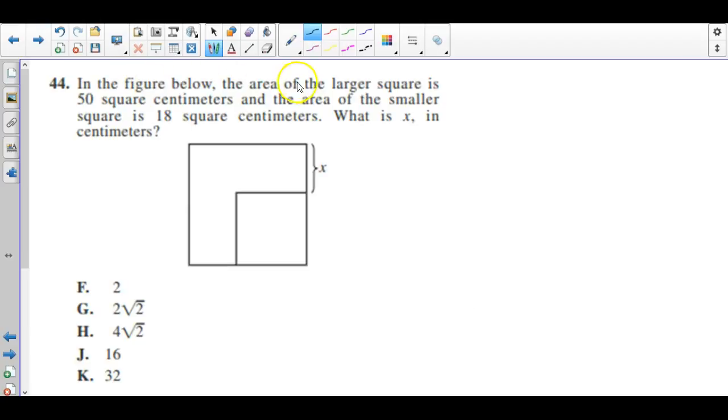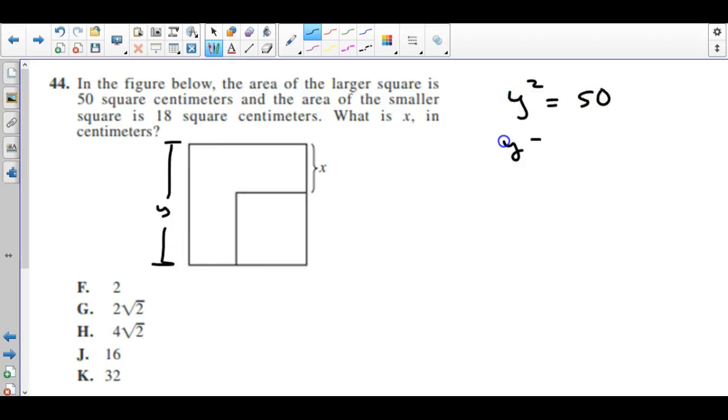Alright, in the figure below, the area of the larger rectangle is 50 square centimeters. The area of the smaller square is 18 square centimeters. So I want to know what x is. A couple things I'm going to look at in this case, and I'm going to define another variable here. I'm going to call the whole side of the square y. So I know that y squared is 50, because that's the area of the entire thing.